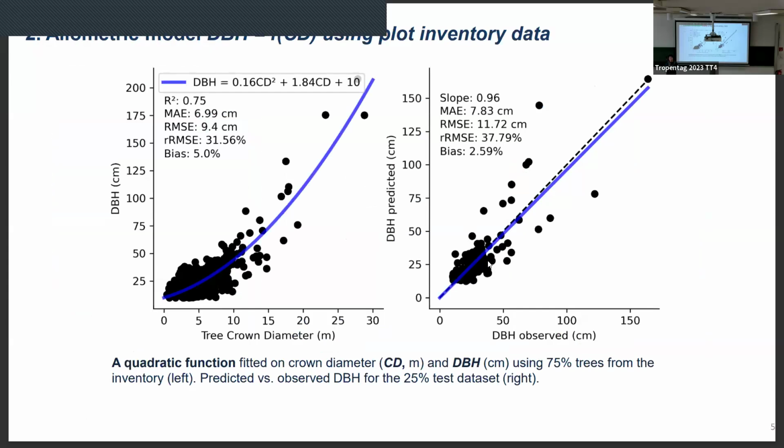In the second part, we try to build an allometric model to predict DBH, because what we did before is just to detect the tree crown. Now we really want to know what happens beyond the canopy. So we analyzed the field inventory data, using 75% of the data for training, for the modeling, and the rest for testing. We found a quadratic function, which you can see from that curve. It is the best fit for our data, and it achieved a very high accuracy on the test data set.